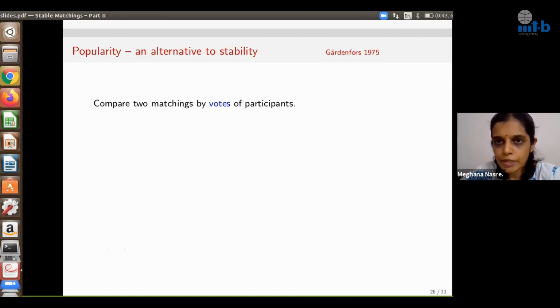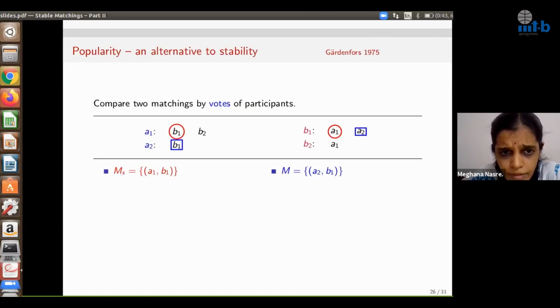And this notion was introduced long ago, in 1975, by Gärdenfors. It allows us to compare two matchings using the votes of the participants. So this is a different notion. You can start paying attention if you have missed some of the things. So let's look at our standard example.